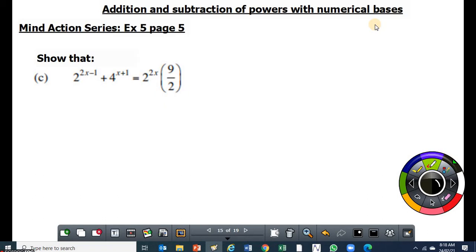Right? So here we are going to simplify the left-hand side until we get to what? The right-hand side. So the first thing we'll say, left-hand side is equal to, we rewrite the left-hand side. That's 2 to the power of 2x minus 1 plus 4 to the power of x plus 1. The objective, as I said, is to simplify the left-hand side until we get the right-hand side.